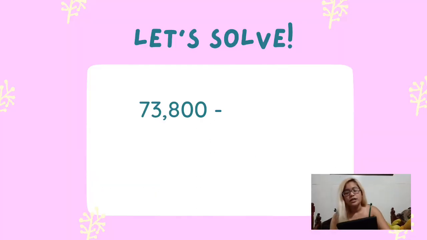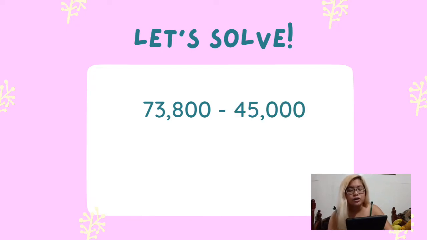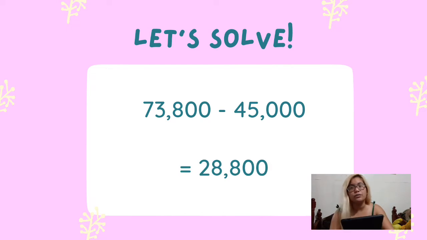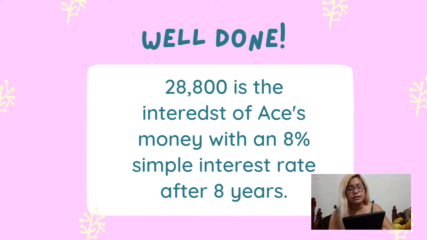So let's solve. So the future value of the 45,000 pesos after 8 years with an 8% interest rate is 73,800 minus the principal value of 45,000 is equals to 28,200. So meaning 28,800 is the interest of ACE's money with an 8% simple interest rate after 8 years.